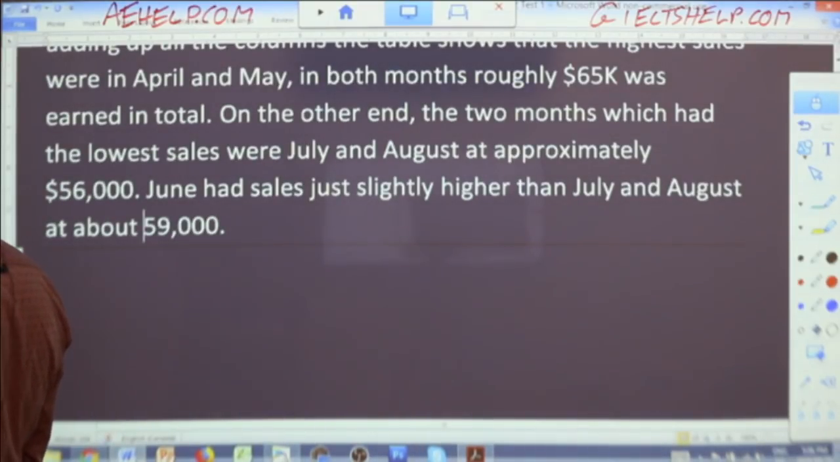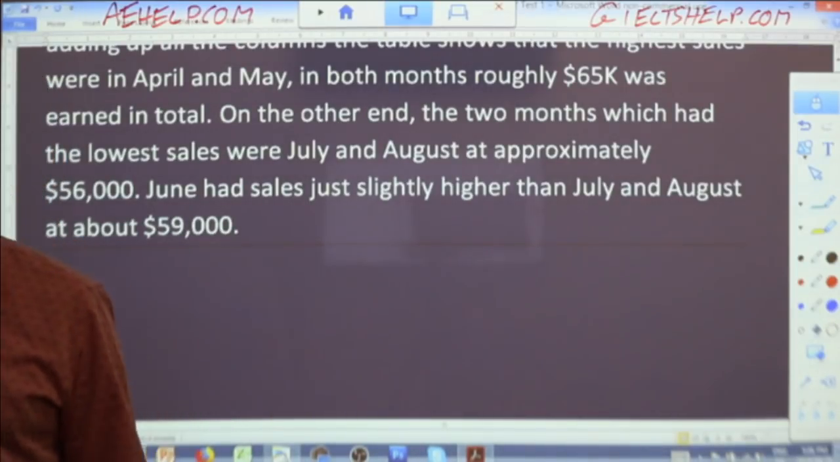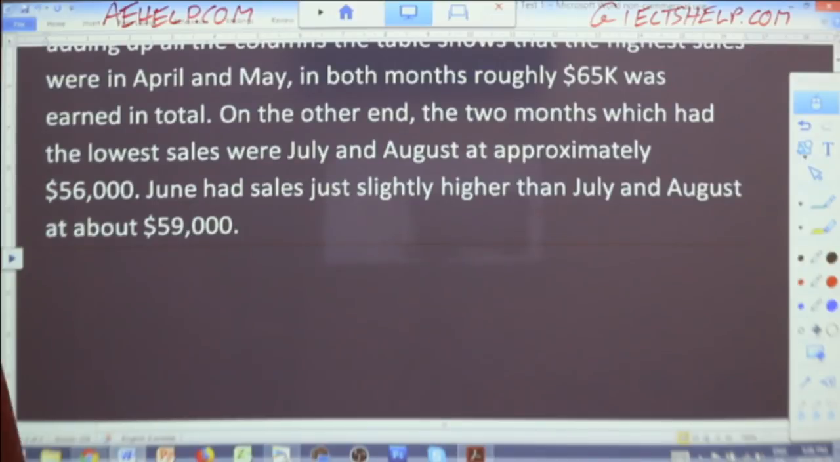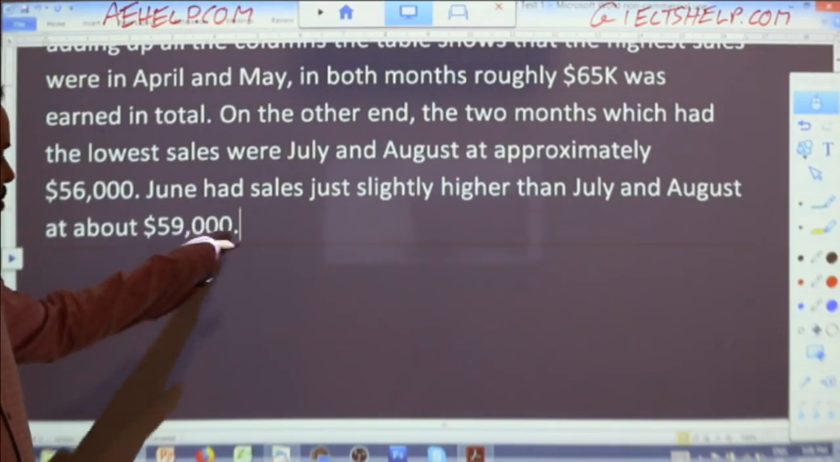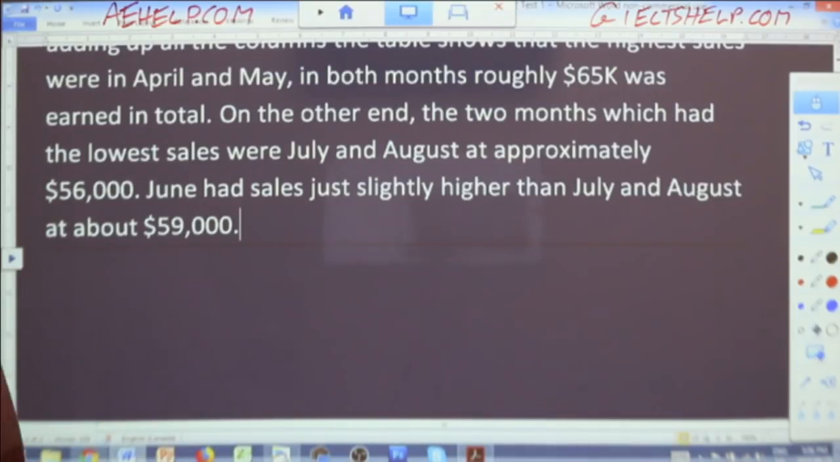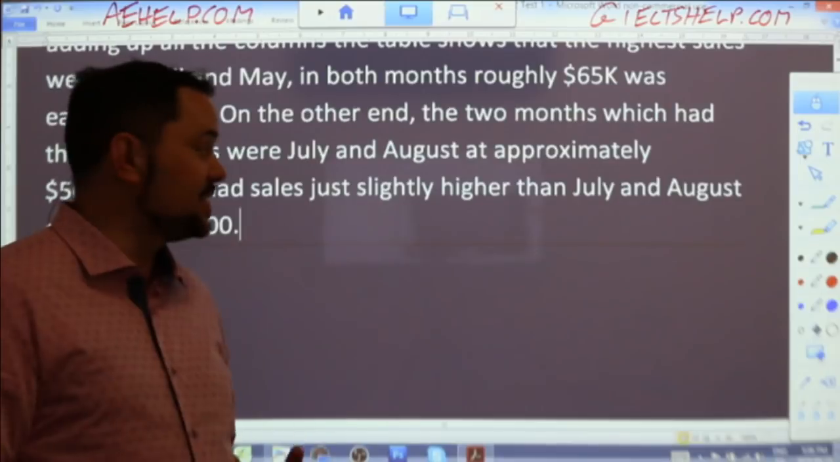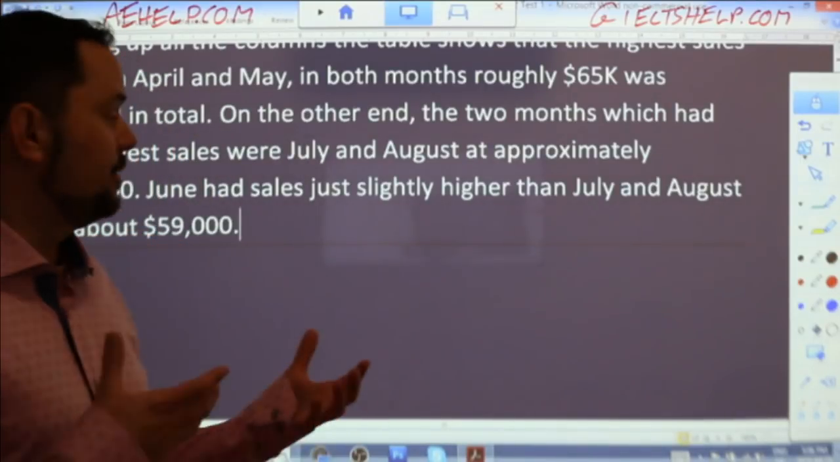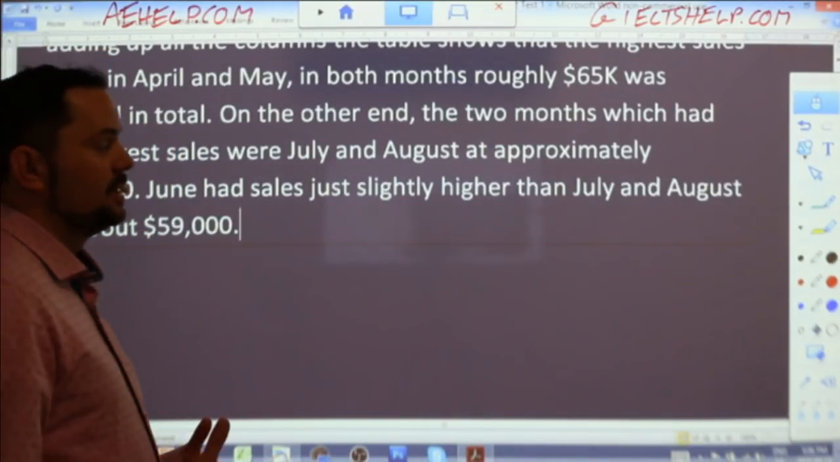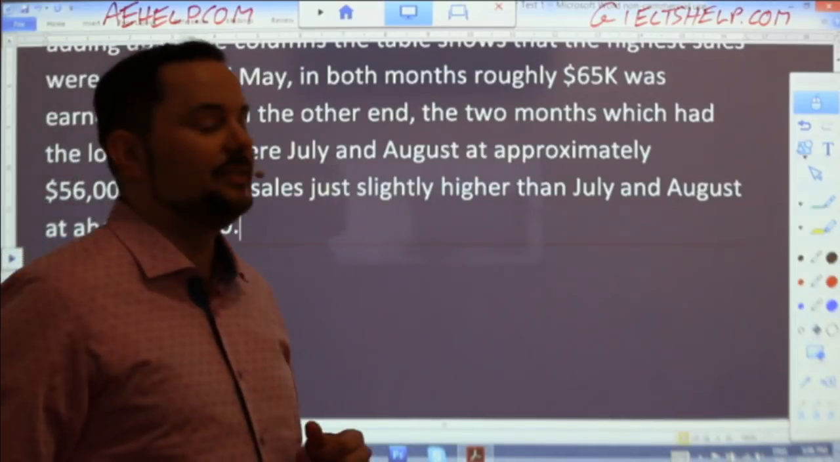Okay, and don't forget those dollar signs. It's good to include that. Please don't waste time on writing the word dollars, okay, or thousand a whole bunch of times. Don't write specific numbers. Your goal here is to report the main features, okay? The question says that for you. It says, please report the main features and make comparisons where relevant. The graph is not looking for tiny little details.